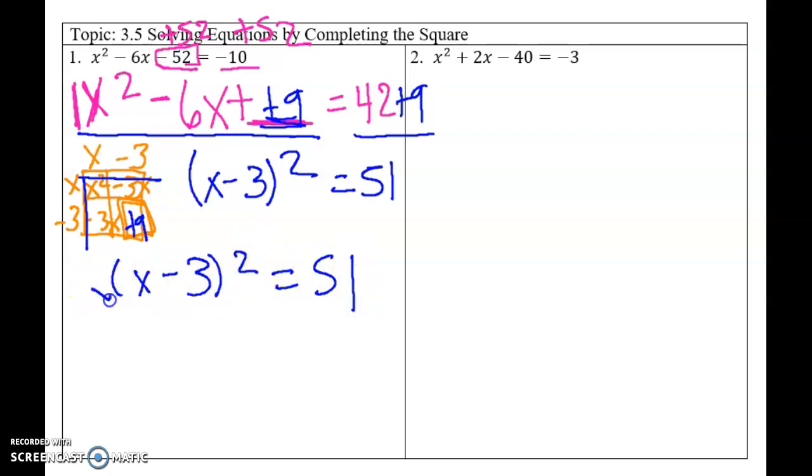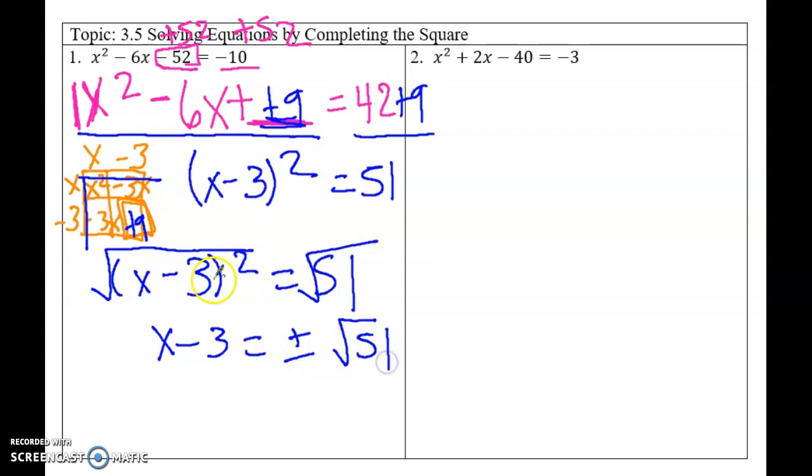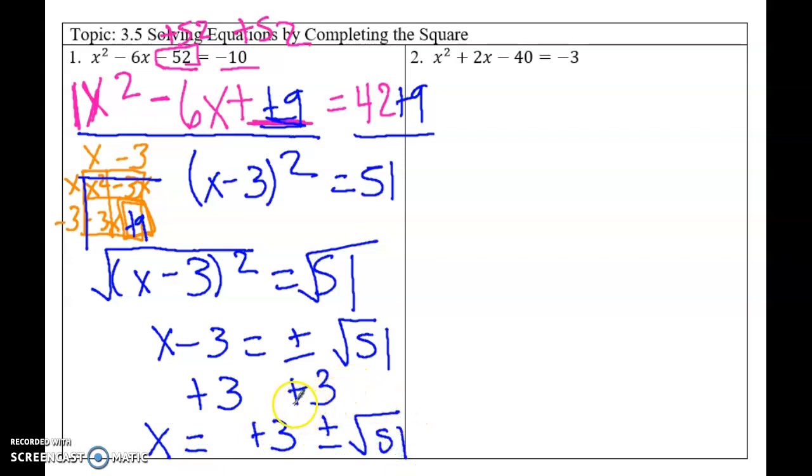So to get rid of this squared, I'm going to take the square root of both sides. So x minus 3 equals a positive or negative square root of 51. When I take the square root of both sides, my answer can be a positive or a negative square root of 51. Then to get this x by itself, I'm going to add 3 to both sides. So x equals a positive 3 plus or minus the square root of 51. Okay, this is a number and this is a square root, so we cannot add those two things together. So that's going to be my final answer: x equals positive 3, or you could just say 3, plus or minus the square root of 51.